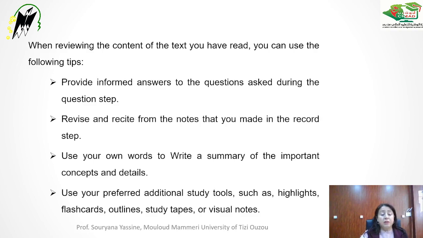When reviewing the content of the text you have read, you can use the following tips. Provide informed answers to the questions asked during the question step. Revise and recite from the notes that you made in the record step. Use your own words to write a summary of the important concepts and details. Use your preferred additional study tools such as highlights, flashcards, outlines, study tapes, or visual notes.